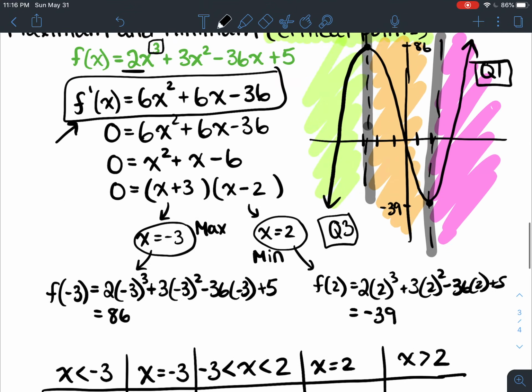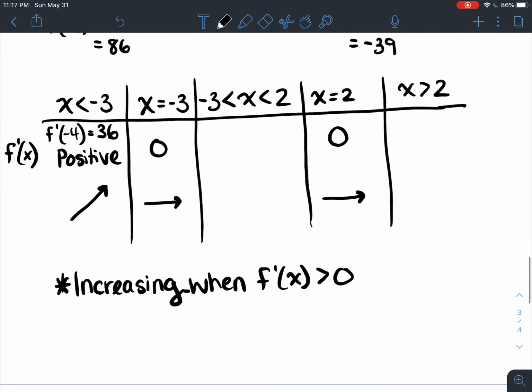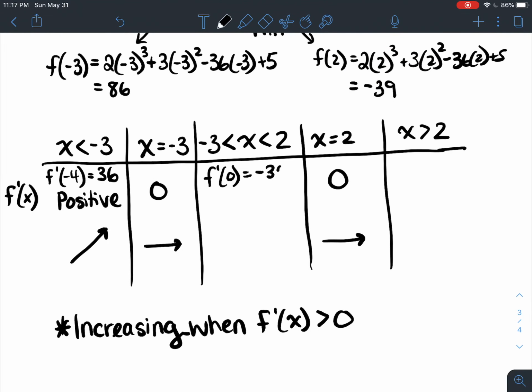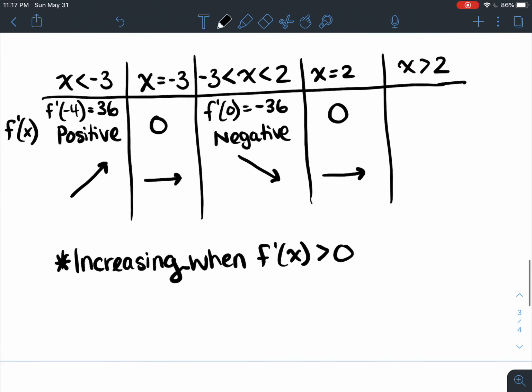Okay, cool. Now let's look at this orange section in the middle. So pick a value of x that's between -3 and 2. Like who wouldn't pick 0? Because I love 0. Okay, so I picked 0. I'm going to sub 0 into this equation and boom, that's an easy one. It's -36. So that gives me a negative value. So my function's decreasing. And check it out. It's going down. Got a negative slope.